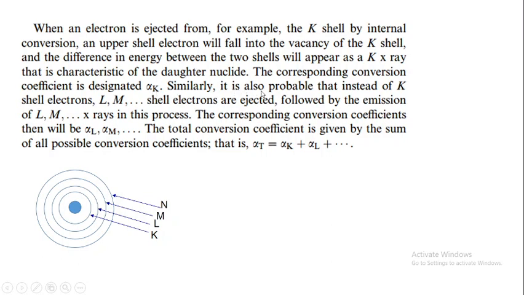Similarly, it is also probable that instead of a K shell electron, L or M shell electrons are ejected, followed by the emission of L or M X-rays in this process. The corresponding conversion coefficients will then be alpha L and alpha M. The total conversion coefficient is given by the sum of all possible conversion coefficients, that is, alpha T is equal to alpha K plus alpha L plus alpha M, and so on.